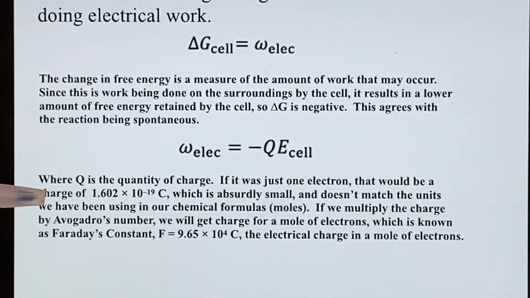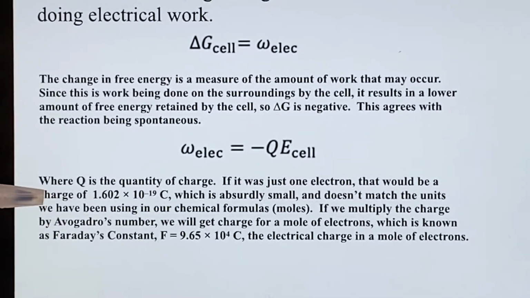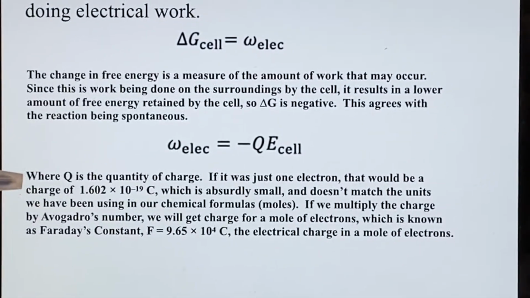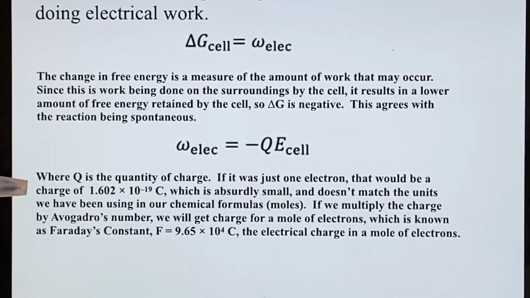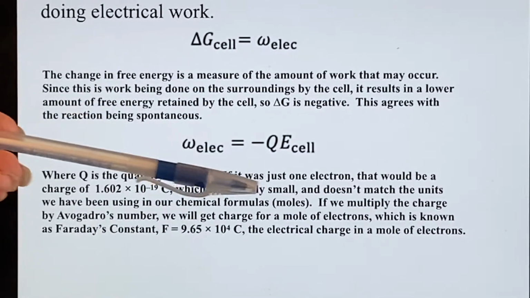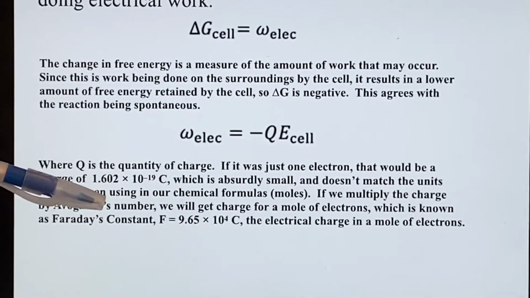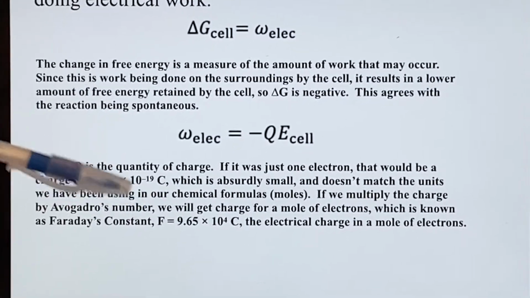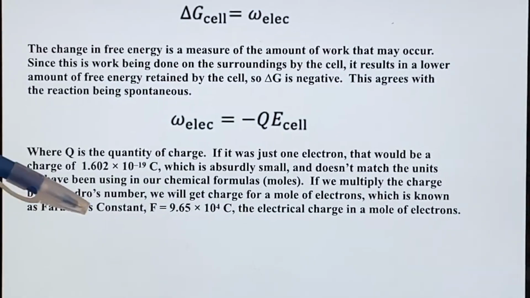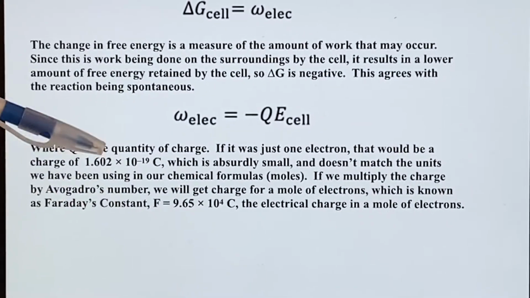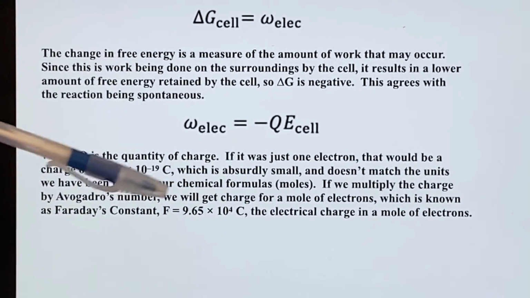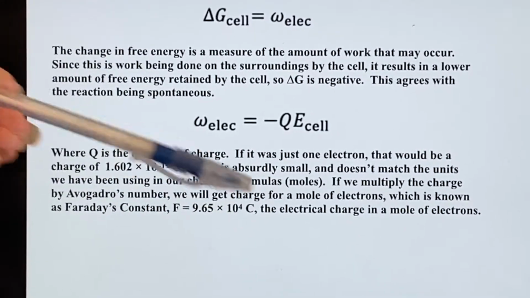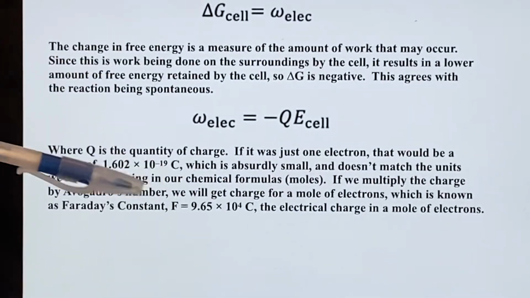We have our own method. We don't go to coulombs like the electrical people do. We go to moles. So we need to have something to get us between those two. If we take a charge and multiply it by Avogadro's number so that we have a whole mole of electrons, then we will get Faraday's constant, which is this many coulombs per mole. There should be a per mole in there, but it's the electrical charge in a mole of electrons.